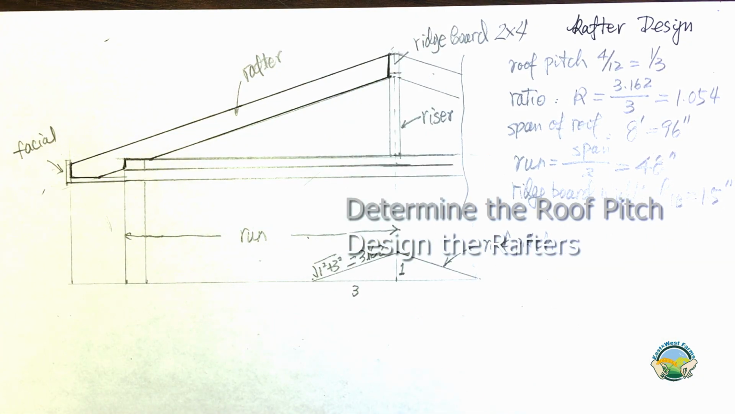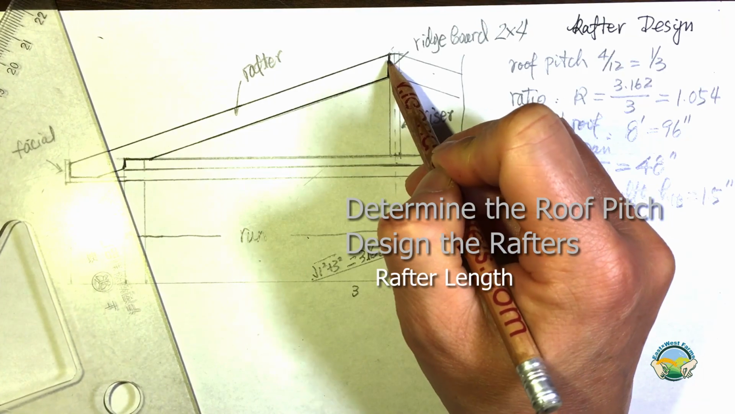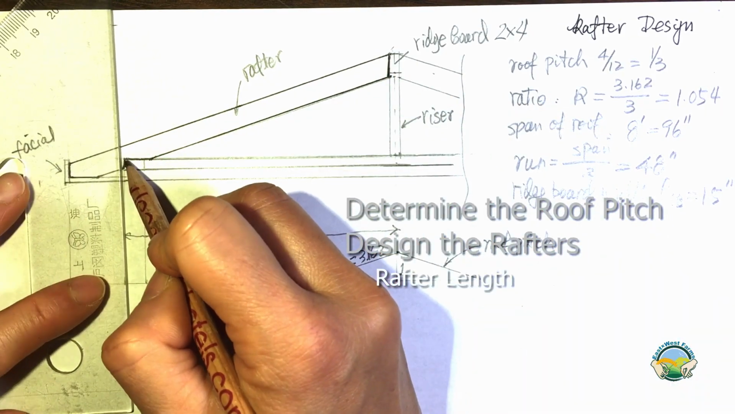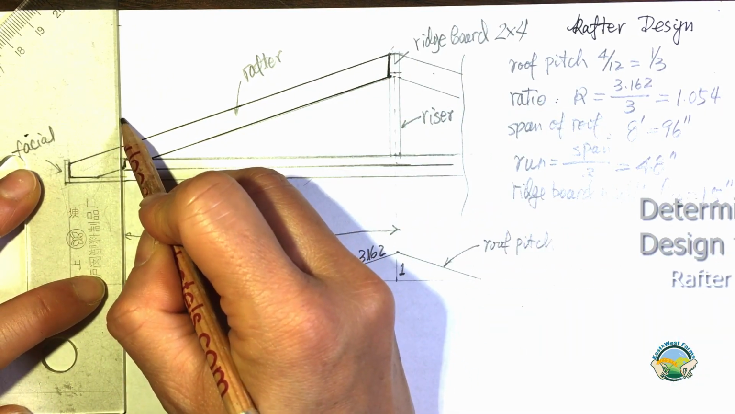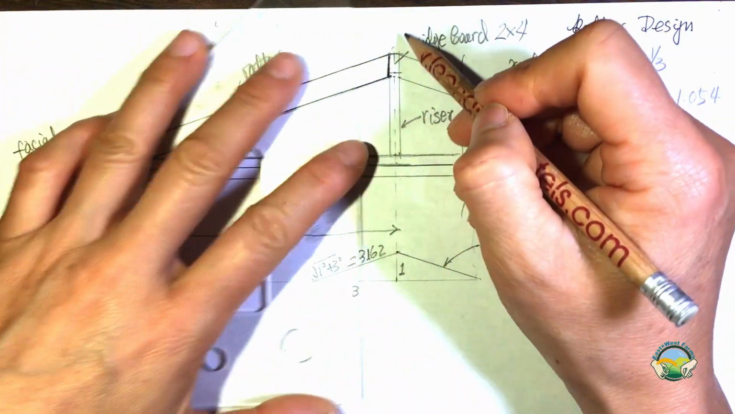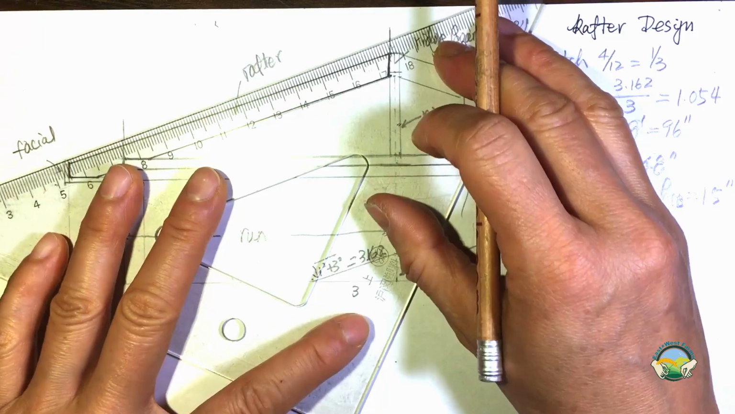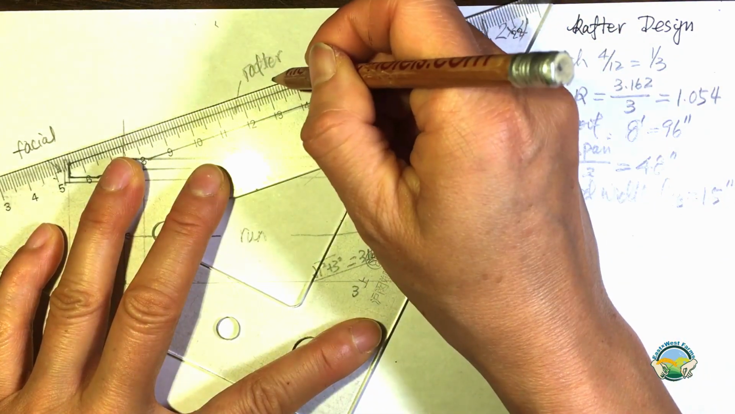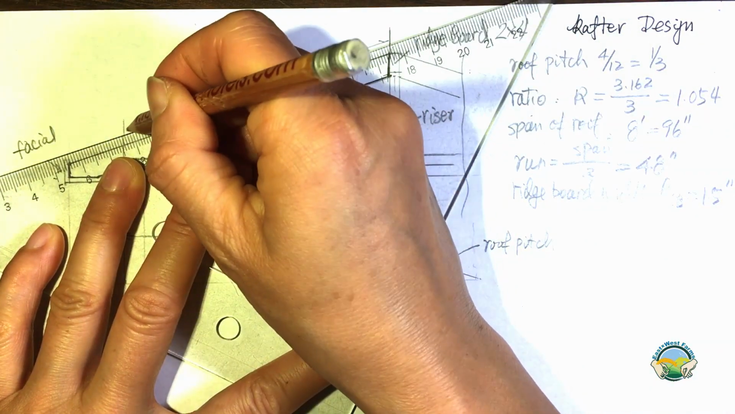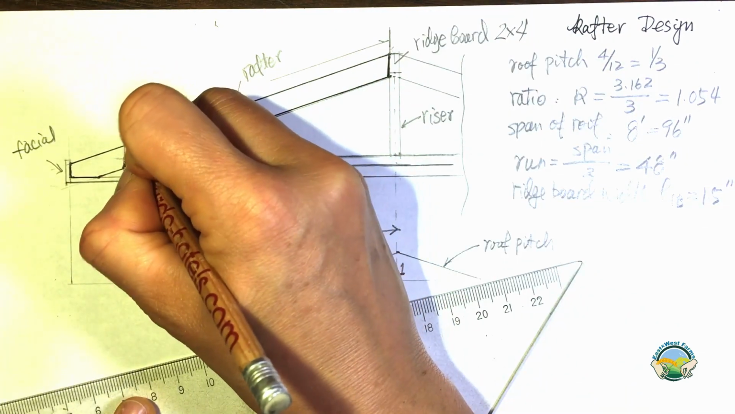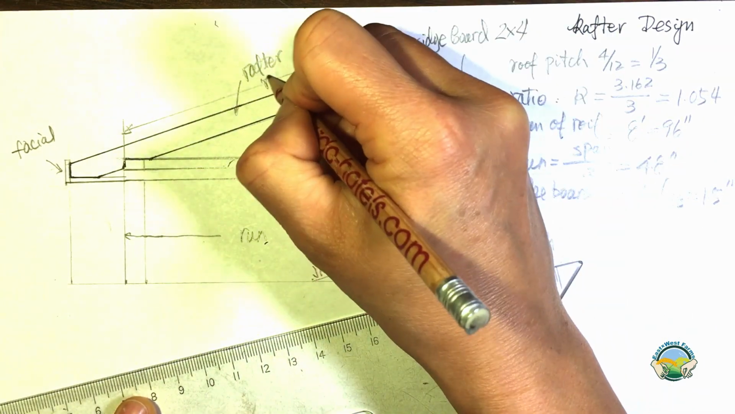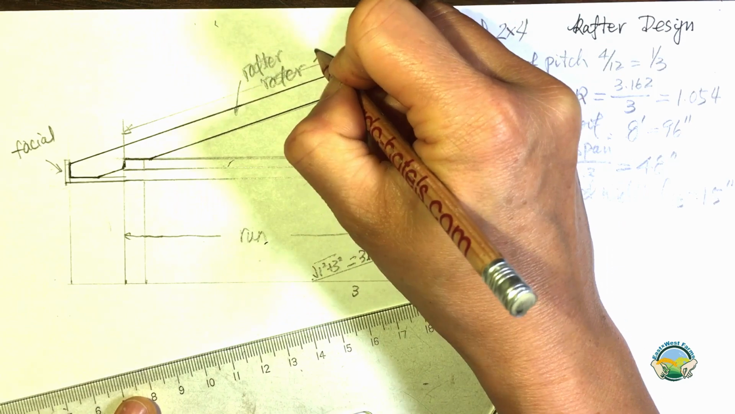So the first thing you want to decide is the rafter length. Basically it is from this plumb line to the plumb line of the bird's mouth. And so that dimension is the rafter length.